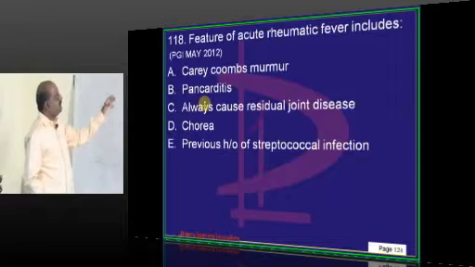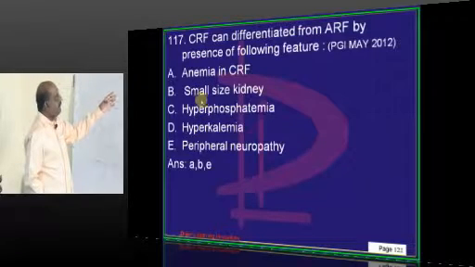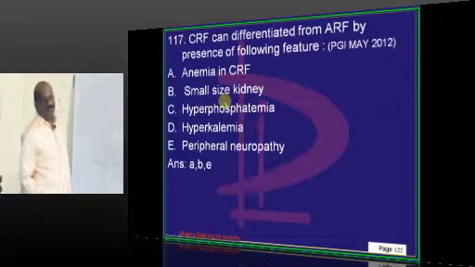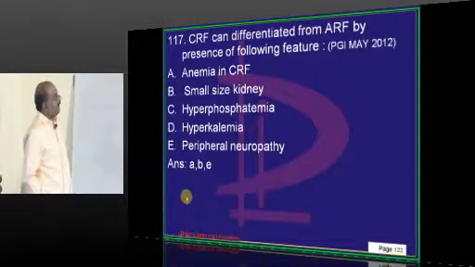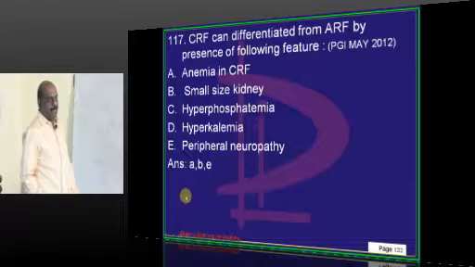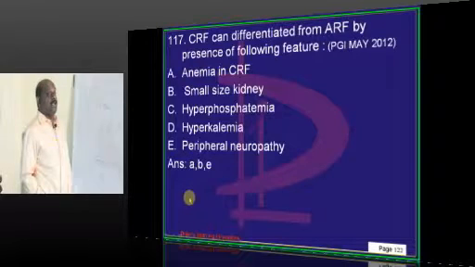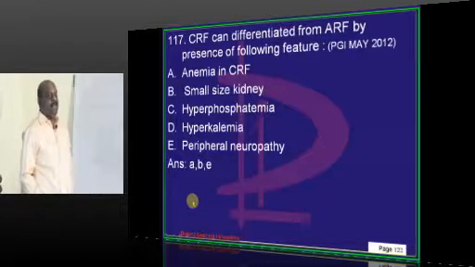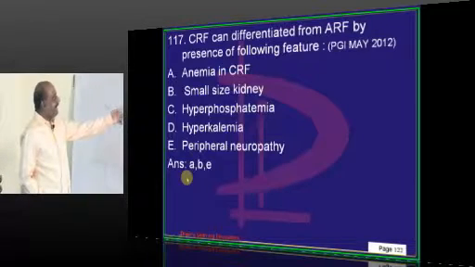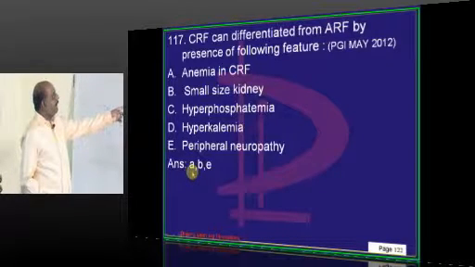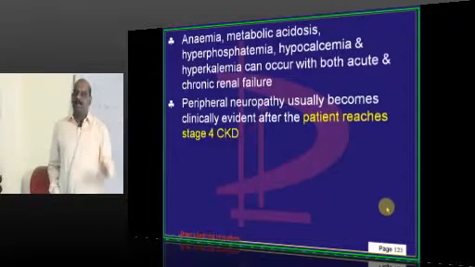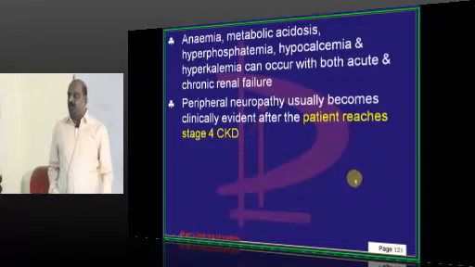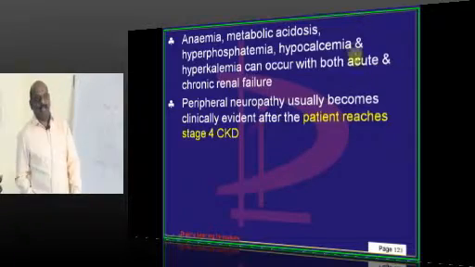But what is the difference between ARF and CRF then? Small sized kidney. Actually A should not be there in the options. I mean A can be there or not, depends whether the examiner knows that HUS is ARF but still anemia is there or not. Right. So peripheral neuropathy also is a feature. Unless chronic renal disease has progressed to stage 4, peripheral neuropathy doesn't occur.